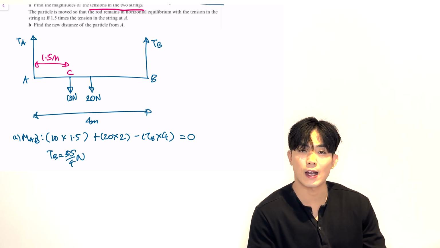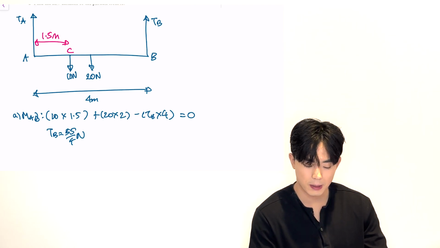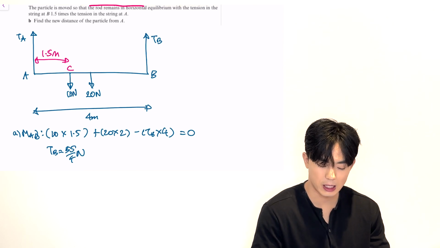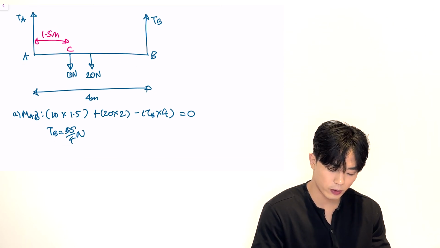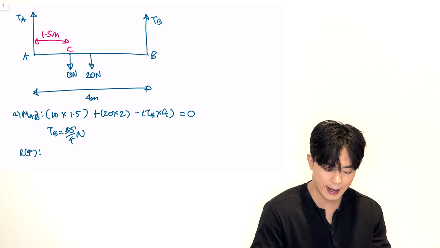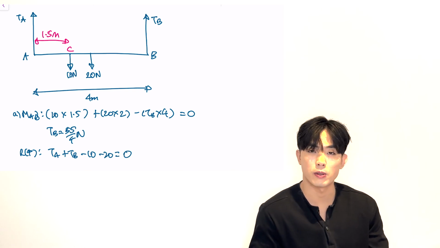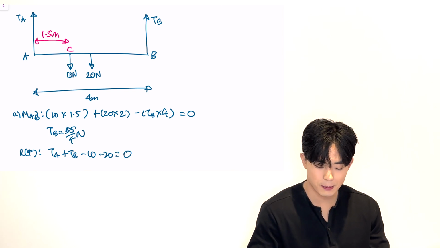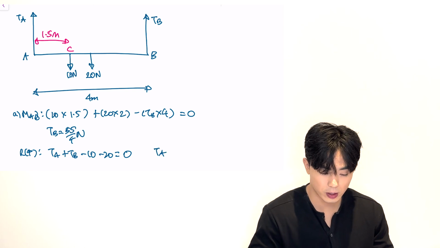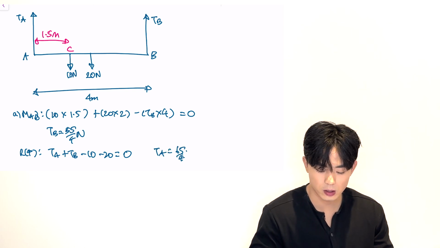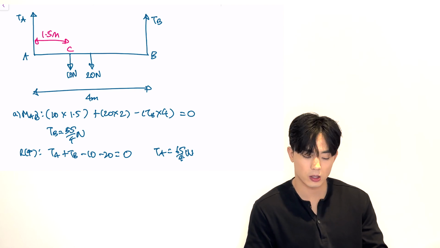Right, to find TA, I could take moments about B, but I can also resolve vertically upwards. This is a quicker way of doing it. So resolving vertically upwards, we get TA acting upwards plus TB acting upwards, minus 10 acting downwards and minus 20 acting downwards, is equal to 0 because it's in equilibrium. Replacing the TB, which we found earlier, we should get TA as 65/4 newtons. So that's how we go about finding the two tensions.